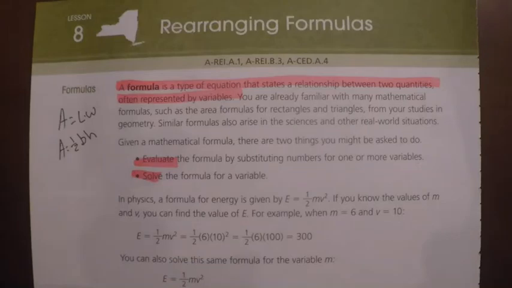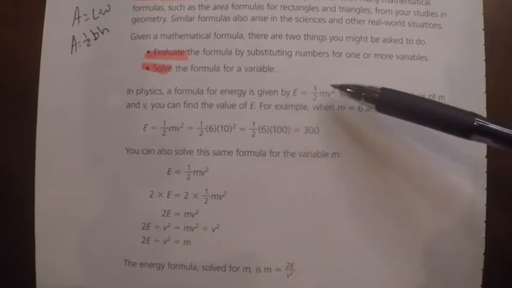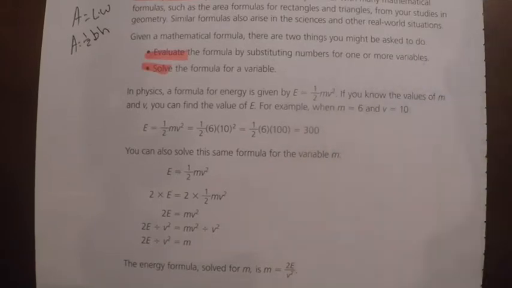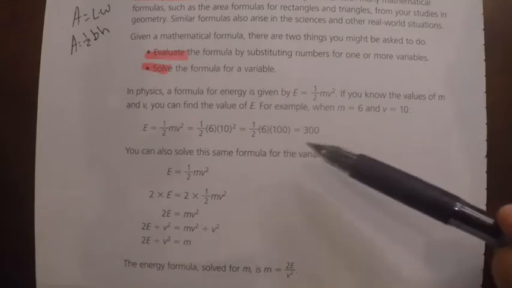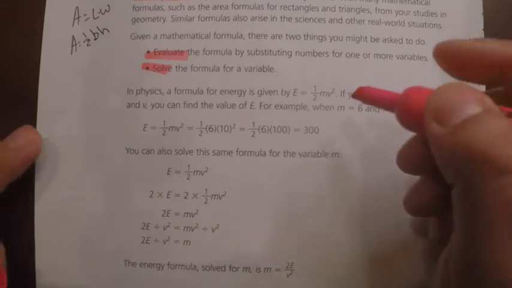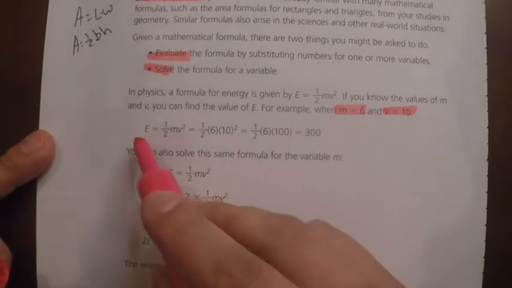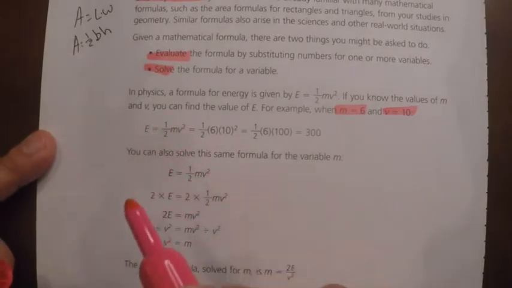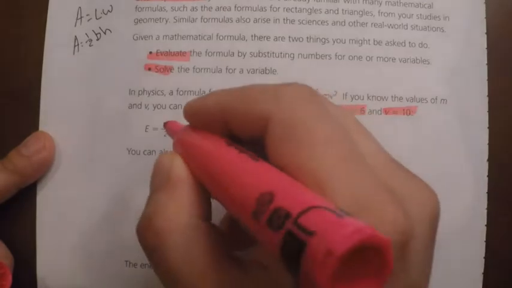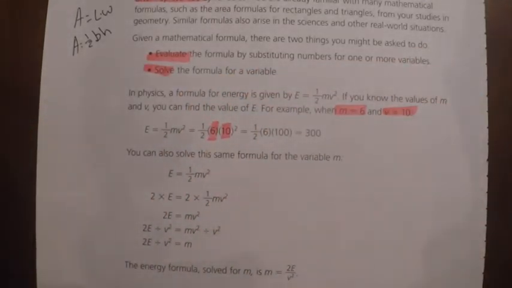So in physics, a formula for energy is given by E equals 1/2 m multiplied by v squared. And if you know the values of m and v, you can find the value of E. So for example, if m is equal to 6 and v is equal to 10, we can take our original formula of E equals 1/2 mv squared and substitute in 6 for m and 10 for v and work it out, and you'll find that E is equal to 300 when you type that into your calculator or work it out on your own.